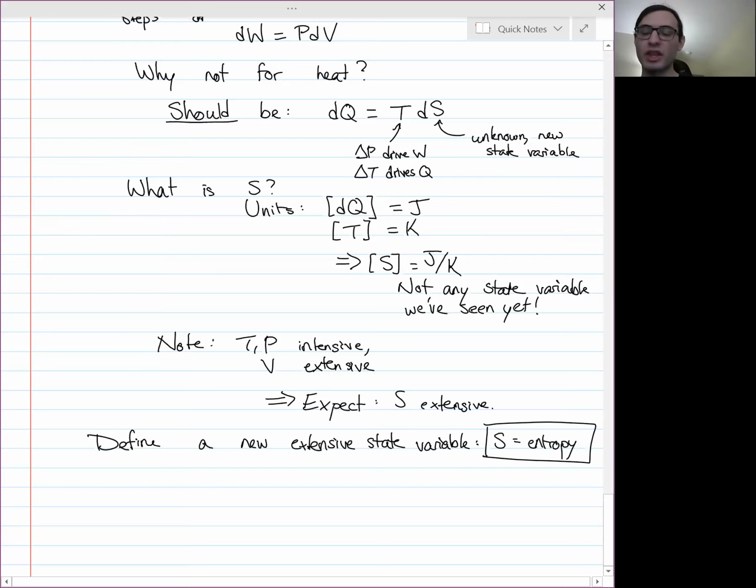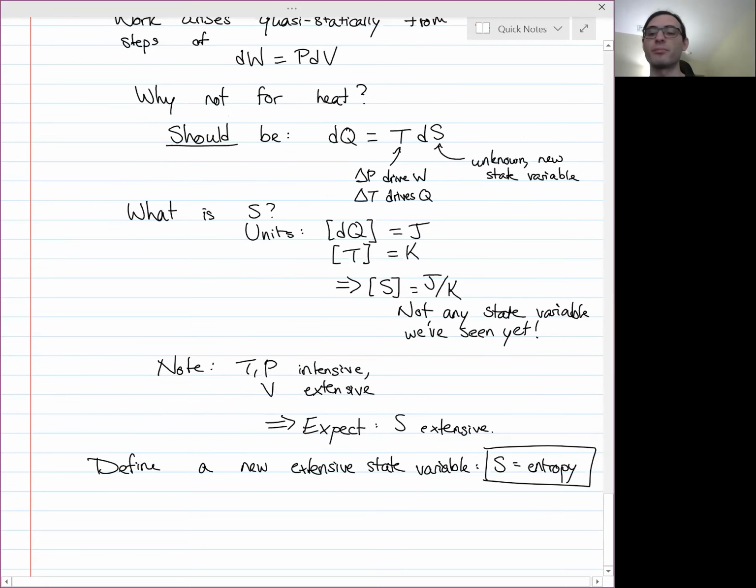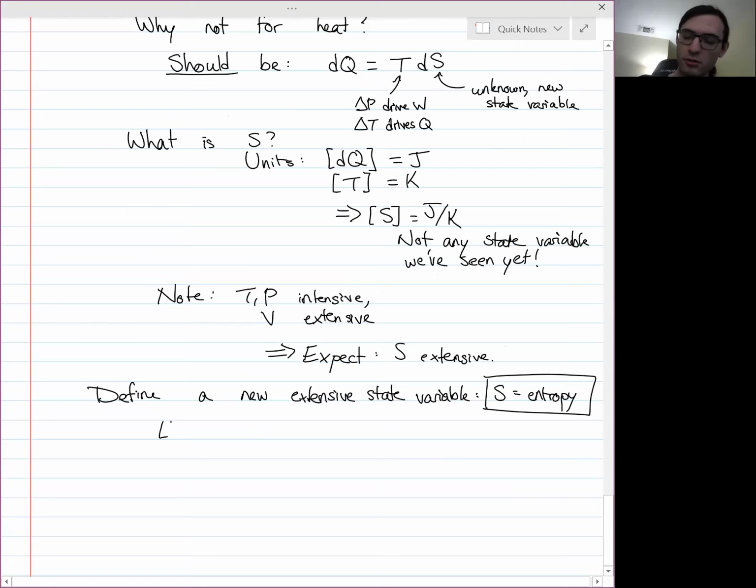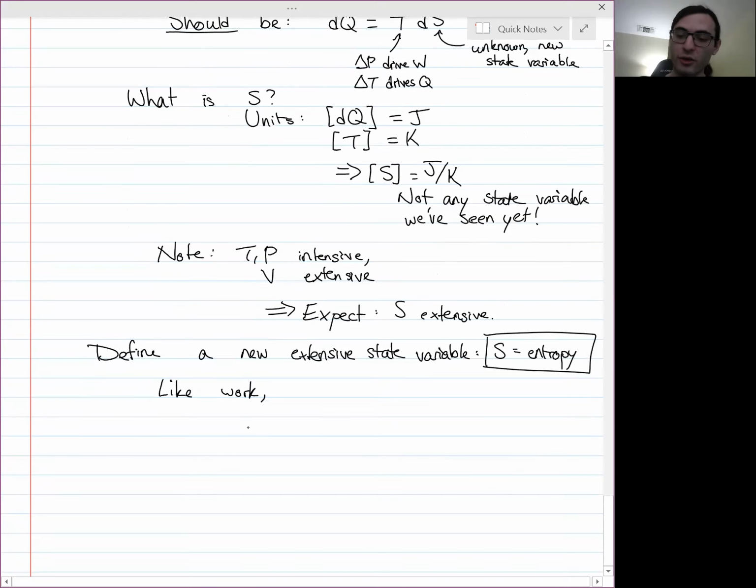It is the thing that if you slightly increase the entropy a little bit, then you get a small amount of heat transfer. At least from the construction that we've done, it's defined from this equation, dQ equals T dS. So like work, we now have a formula for calculating Q. Q, the heat transfer along a process from A to B, is just the integral of T times dS.